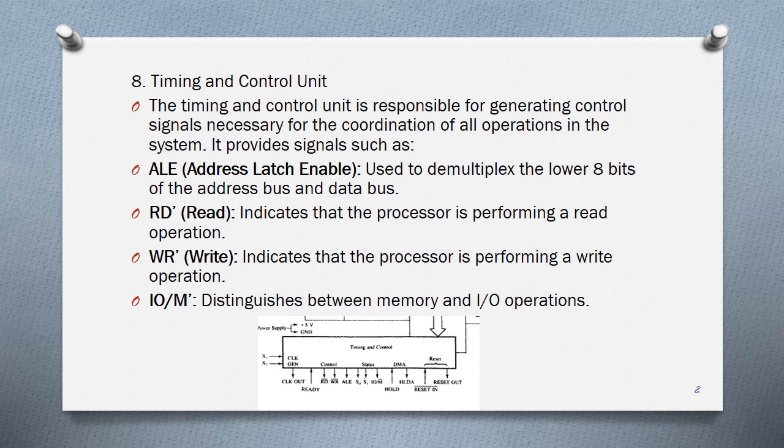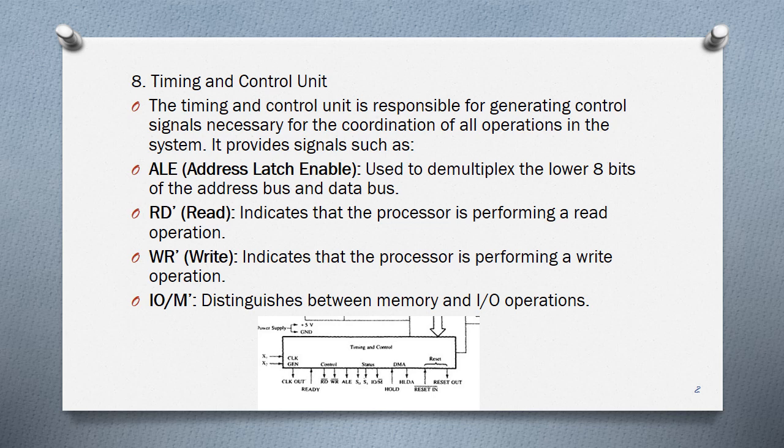You can see some outgoing signals, read and write, so both are low signals. These read and write work along with the IO/M bar signal. So you will be getting around 4 control signals: IO read bar, IO write bar, memory read bar and memory write bar. So accordingly either the external devices or the memory will be selected for reading and writing.